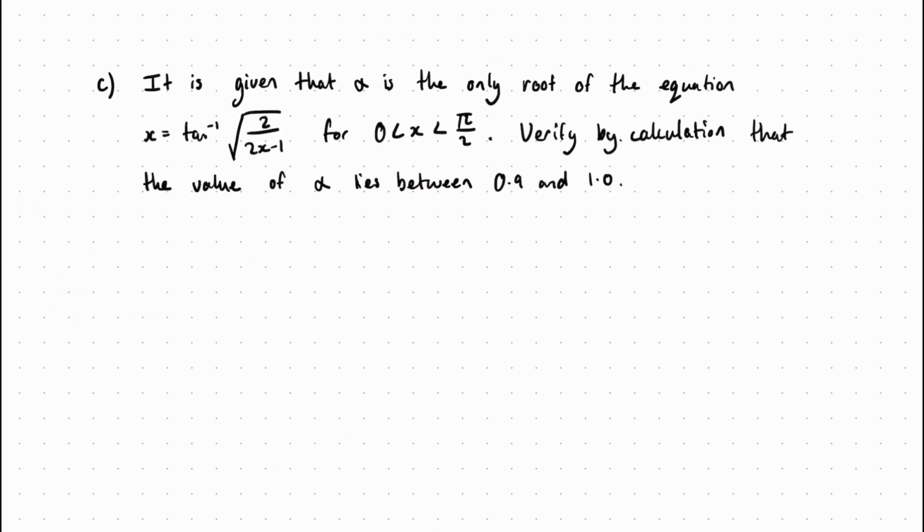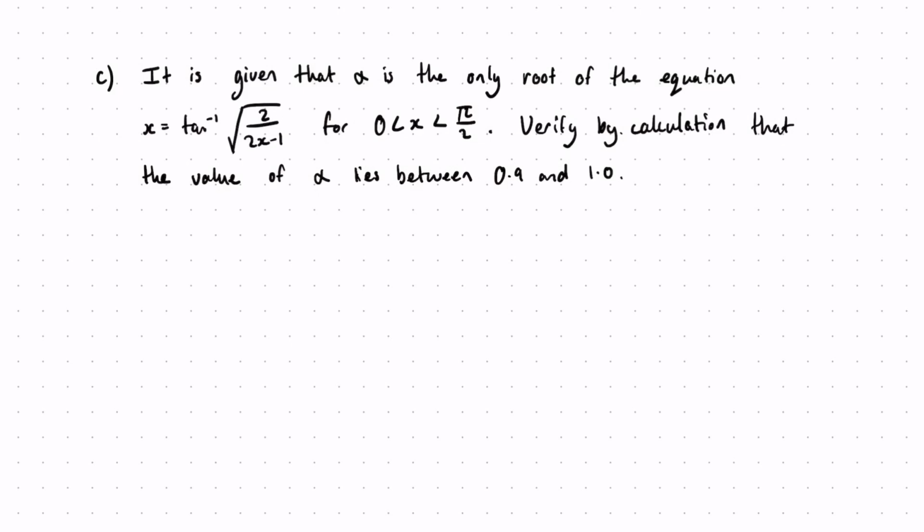Part C says it is given that alpha is the only root of the equation x equals the inverse tan root 2 over 2x minus 1 for x is greater than 0 but less than pi over 2, and we're going to verify by calculation that the value of alpha lies between 0.9 and 1. So this is similar to our first example. We're just going to do a rearrangement of this to find a function f(x) and then substitute in 0.9 and 1 to show that there's a change of sign between these two values.